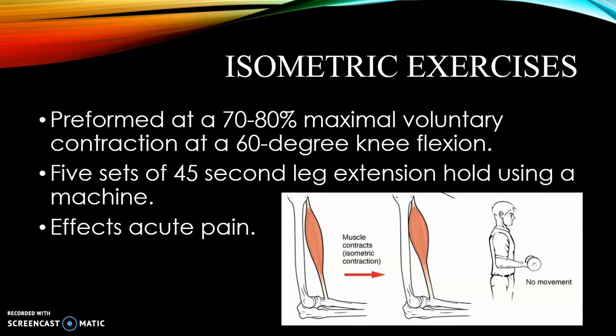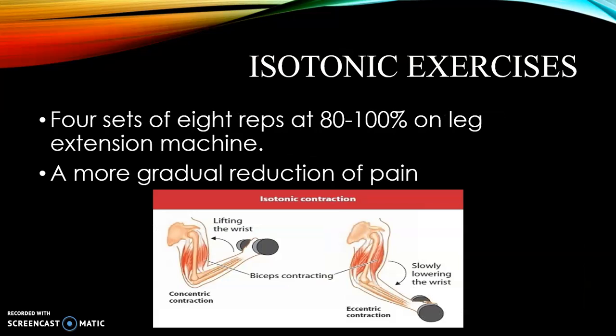So for the isometric exercise, they performed an isometric contraction at about 70 to 80% of their maximal voluntary contraction, and they were at a 60-degree knee flexion. So they performed 5 sets of 45-second long leg extension holds. And there was pain reduction because of the isometric contraction.